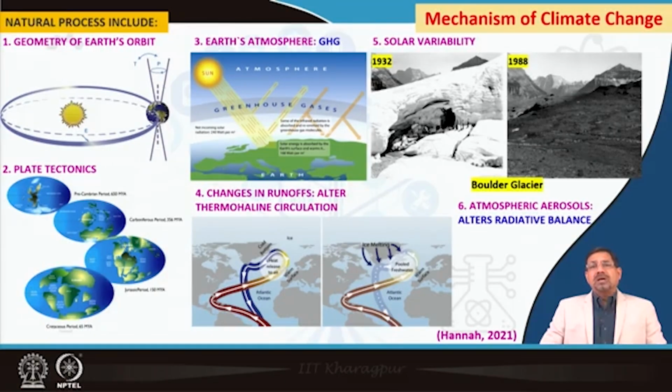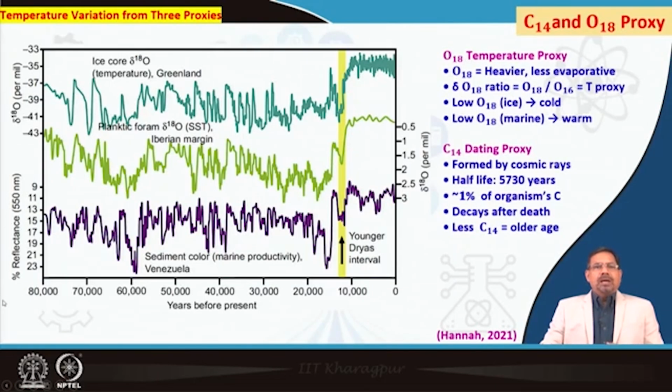And the sixth one is the aerosols. It alters the radiative balance. It also alters the reflectivity property of Earth. So, these are the 6 different mechanisms that dominantly or cumulatively explain the mechanisms of climate change. So, let us focus on the geometry of Earth's orbit in today's lecture number 9.